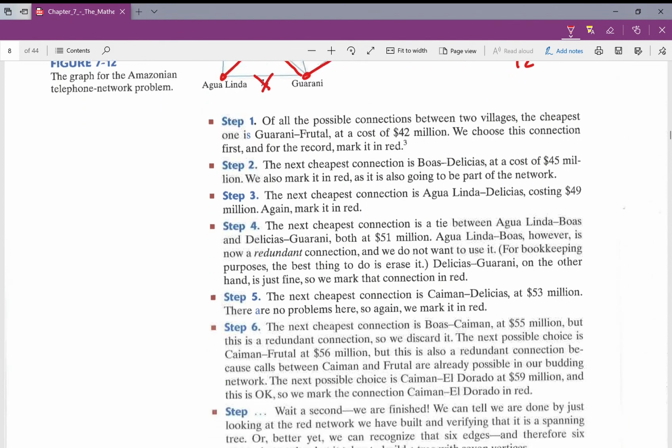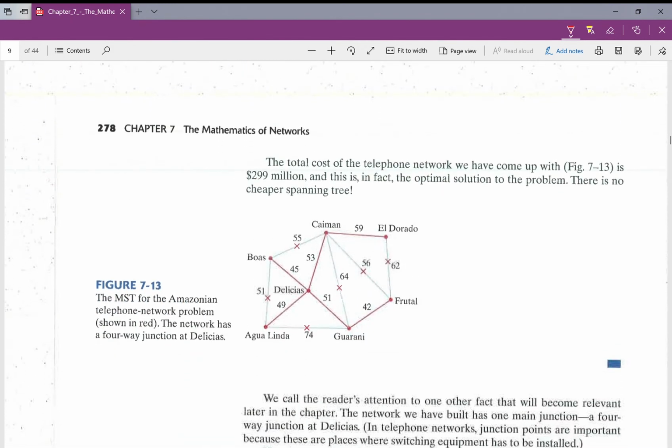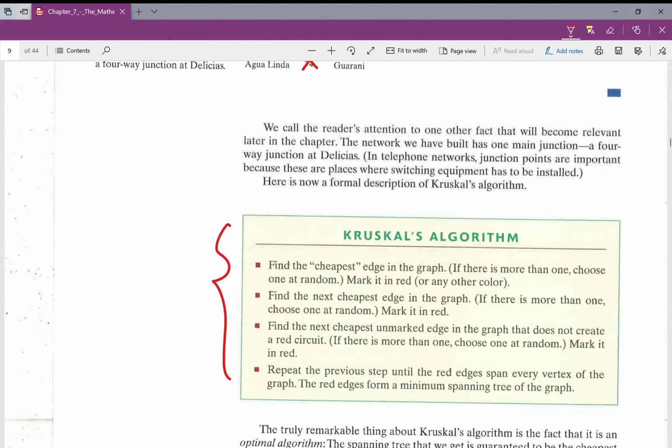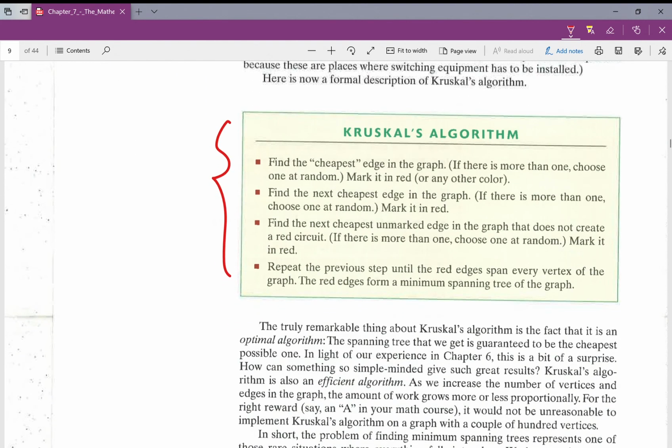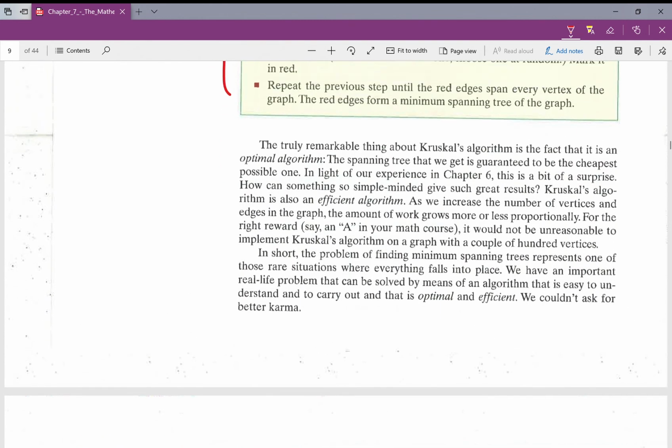And they describe the steps in here. And you see that they've drawn the same graph that we did, and they've crossed out these edges with X's, just as we did. Here is their description on how to use Kruskal's algorithm. And that's where we'll stop with this video.